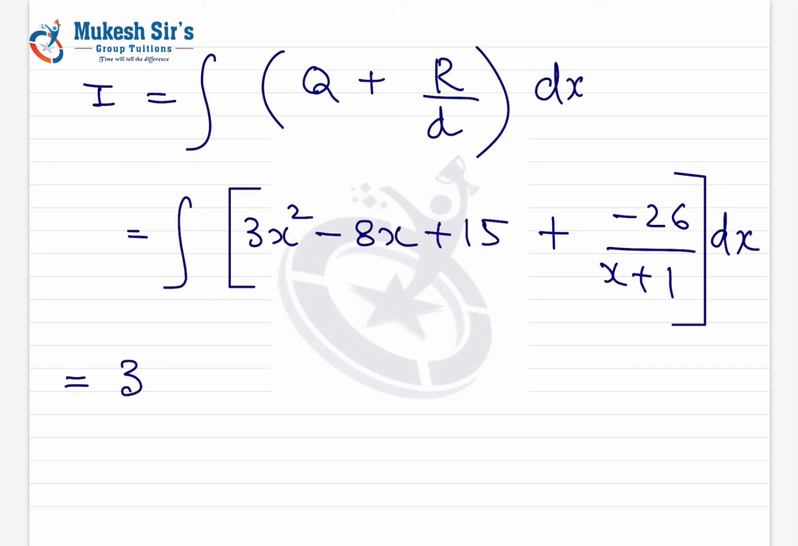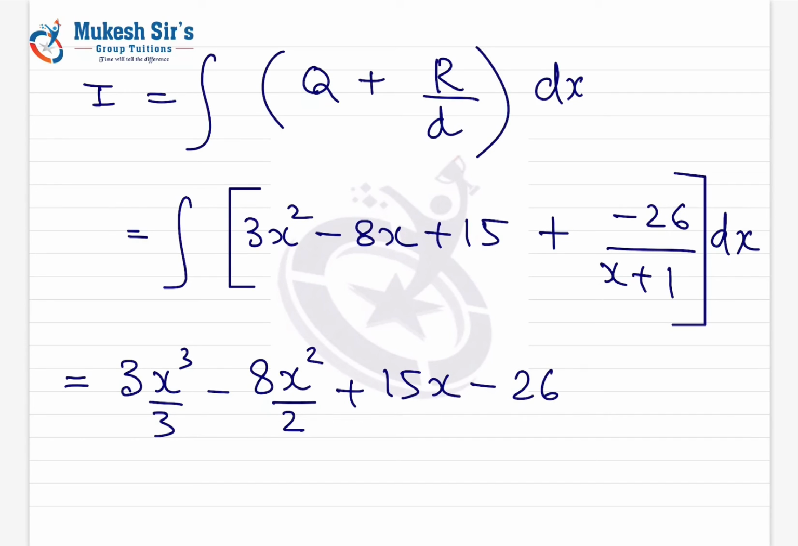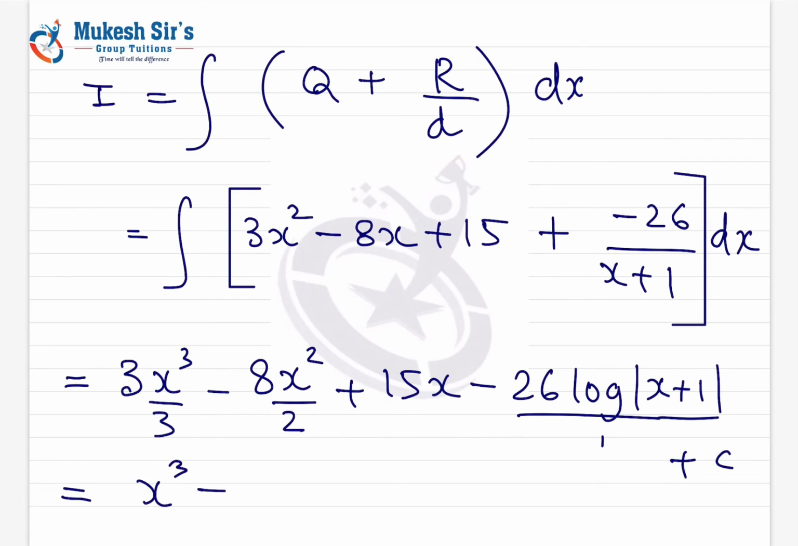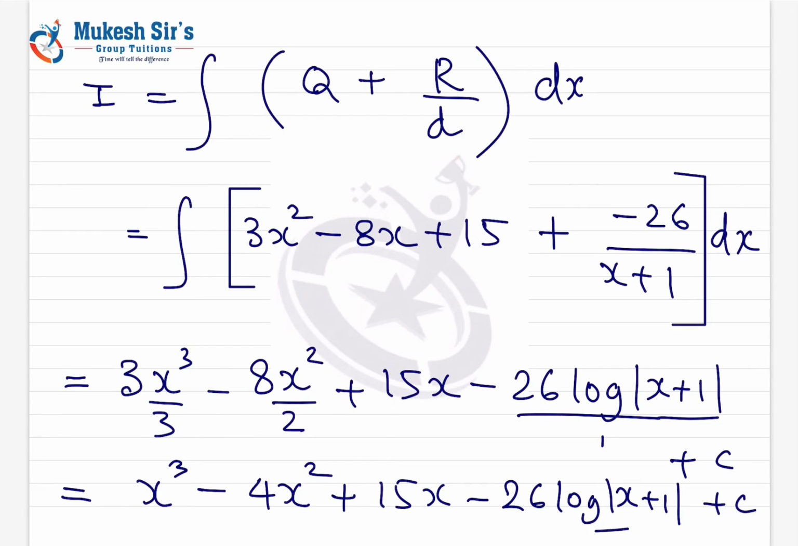So this becomes 3 into the integration of x square is x cube upon 3, minus 8 into the integration of x is x square upon 2, plus the integration of 15 is 15x, minus 26 into the integration of 1 upon x plus 1 is log of mod of x plus 1, and divide the answer by the coefficient of x, that's 1 only, plus c, right? So that 3 gets cancelled and the answer becomes x cube minus 4x square plus 15x minus 26 times log of mod of x plus 1 plus c. Clear?